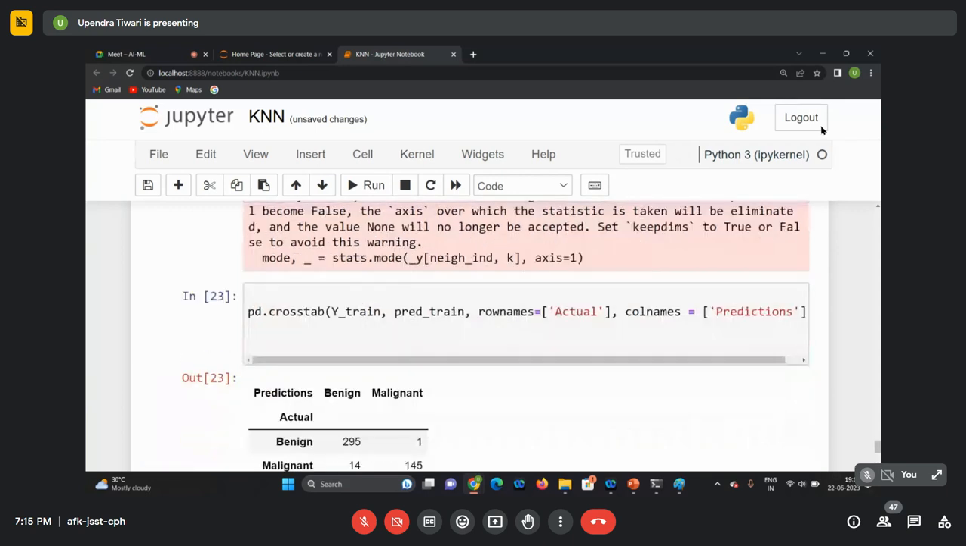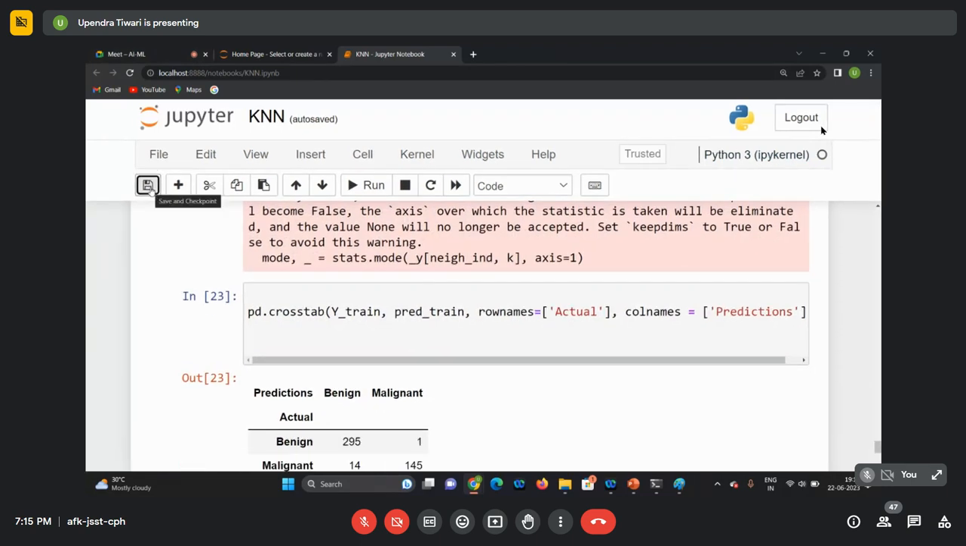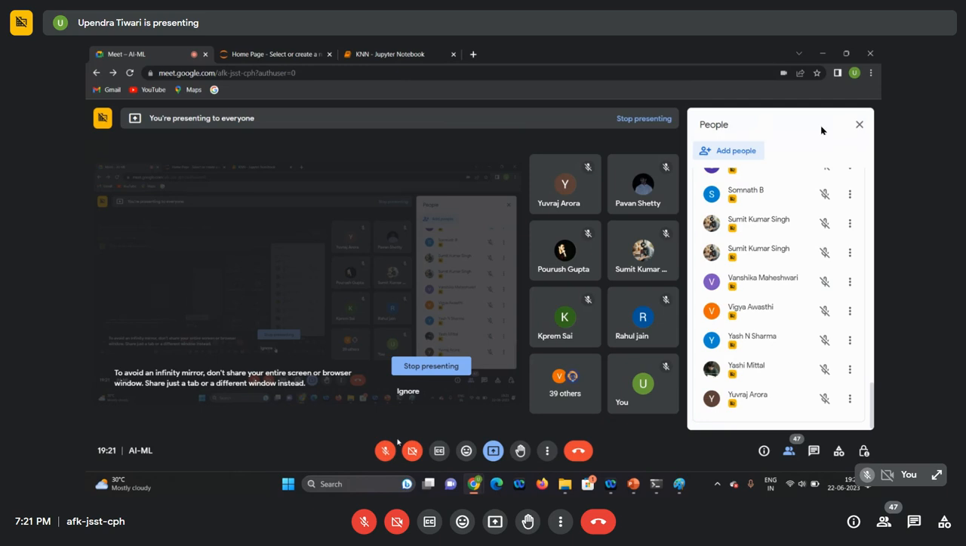Okay. So this is the k nearest neighbor. This is the k nearest neighbor. So guys, let's do one thing. All right, everyone, let's start support vector machine.